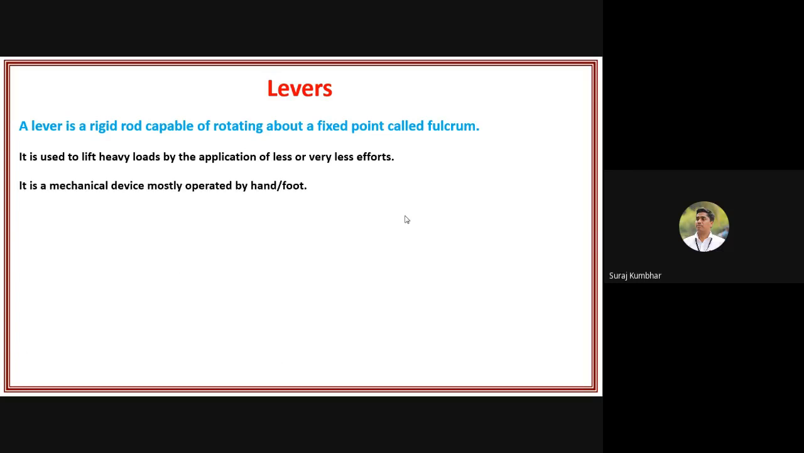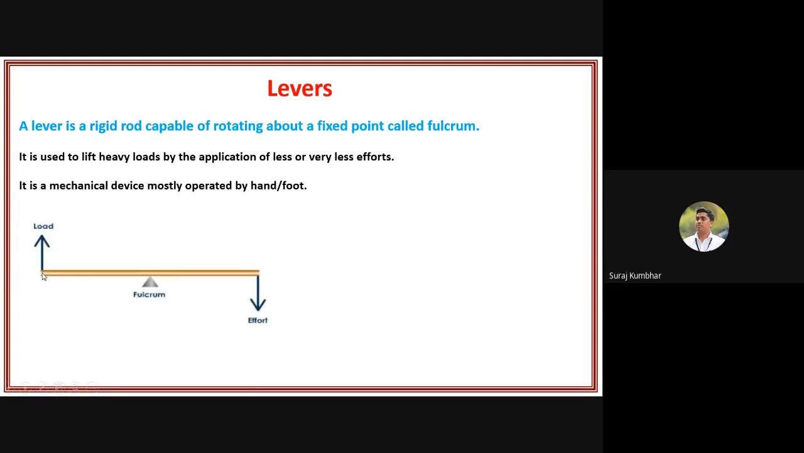Now, what is a lever? It is a mechanical device, or rather a mechanical rod, which is mostly operated by hand or by foot. You can operate it by means of a hand or by means of a foot.